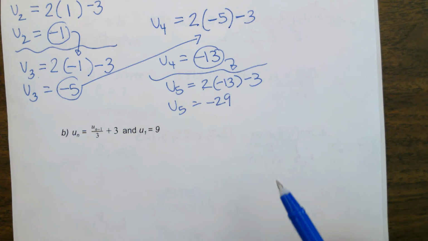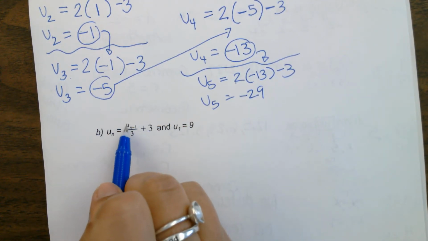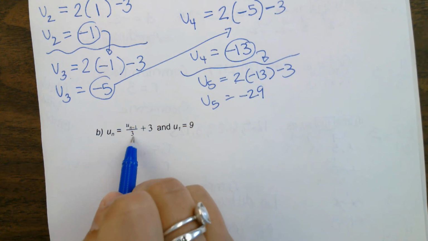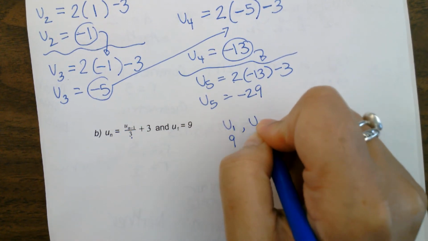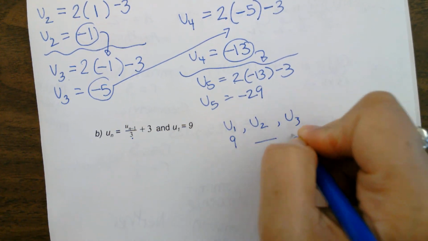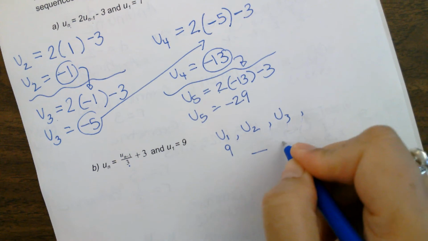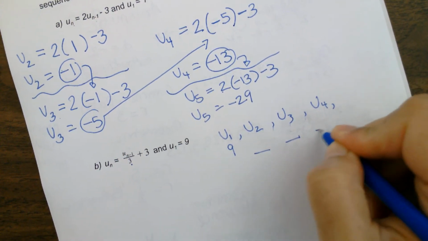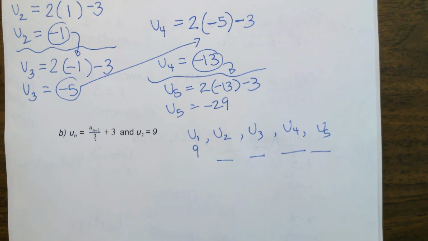All right, part B. Same thing, but now we're using the previous term and dividing it by 3. So here u sub 1 is 9. We need to find u sub 2, u sub 3, u sub 4, and u sub 5.